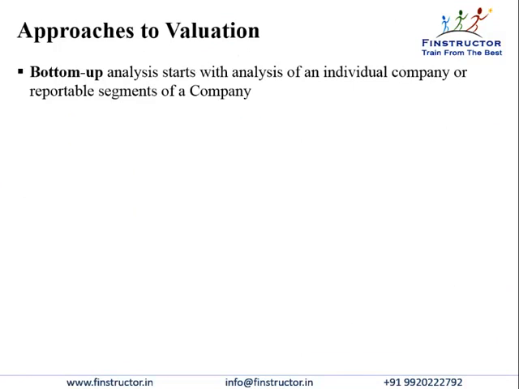Now, in a bottom-up analysis, we start with individual companies and individual segments of the company, see the performance of each segment and aggregate them across the company to get to the total growth of the company, and then aggregate across companies to get to the growth of the industry. So we start from one segment or one company and work our way up to calculate the return on the economy and the return on the industry.